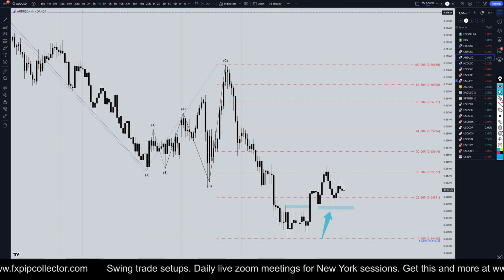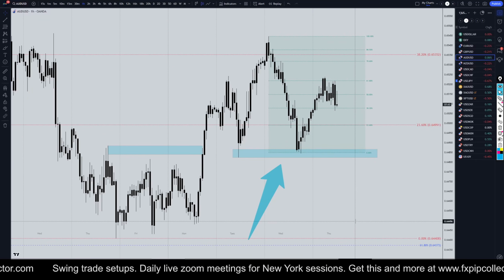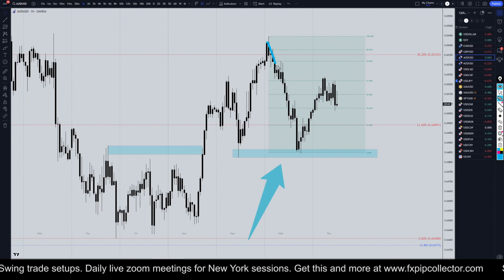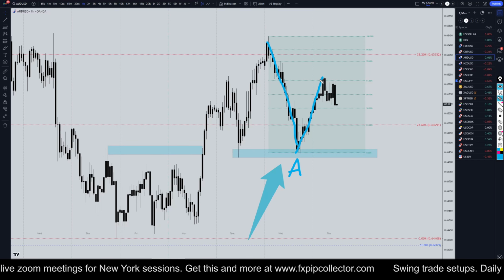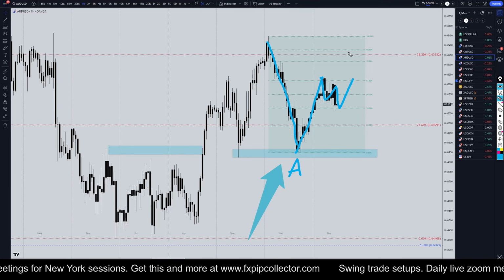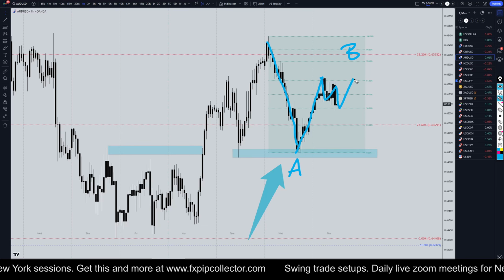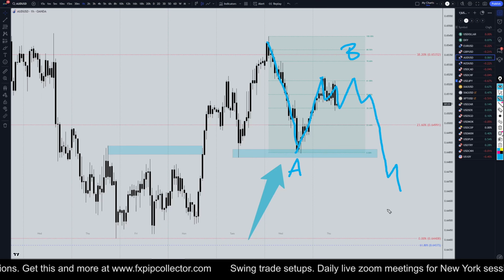So let's take it down to the 1 hour time frame. On the 1 hour time frame, to me, this looks like impulsive down wave A. This looks like corrective up. We might get one more little push up to finish off this wave B, and then later on go back down for a wave C.